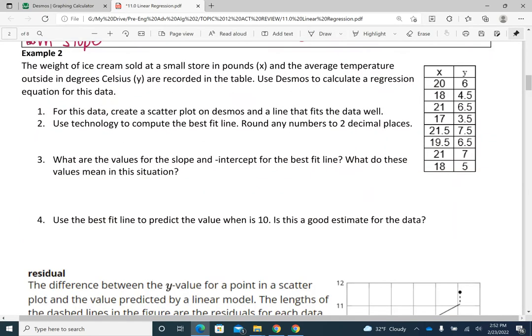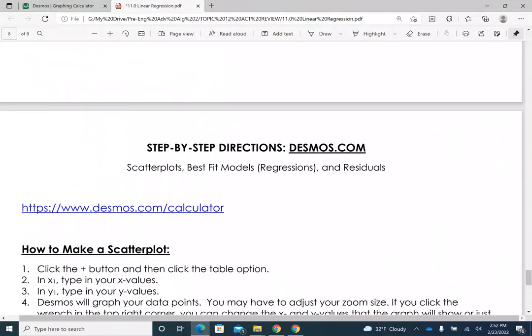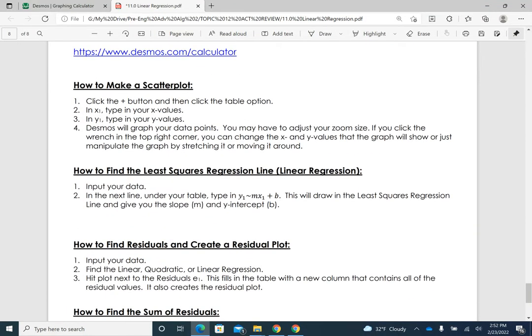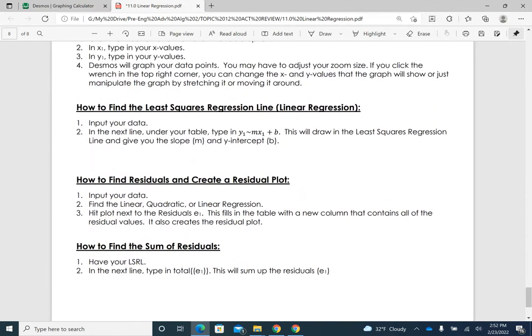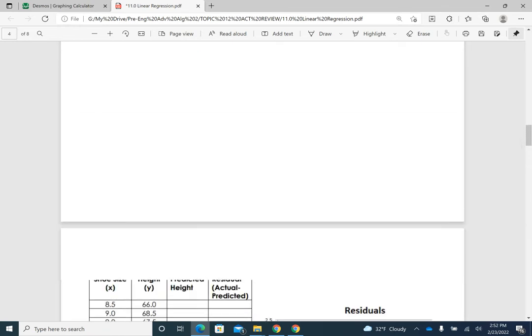then if you look at the very back of the notes, I'm going to scroll all the way down, there's step-by-step directions on how to make your scatter plots and line of best fits and residual plots, which we'll talk about later, on Desmos. If you don't have this, then you can take a screenshot right now and refer to it later. Okay, so let's go back and we'll make our own scatter plot.